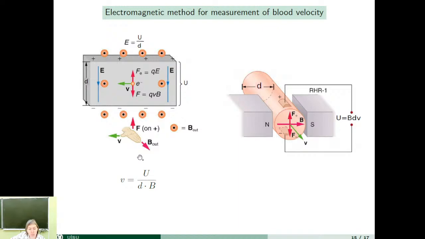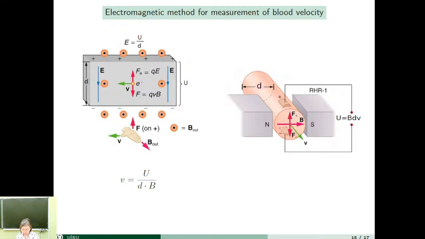And this formula we write down in this expression for velocity. Hence, blood flow velocity is directly proportional to the voltage, the potential difference at the Hall effect, which occurs across the artery if it is placed in a magnetic field.